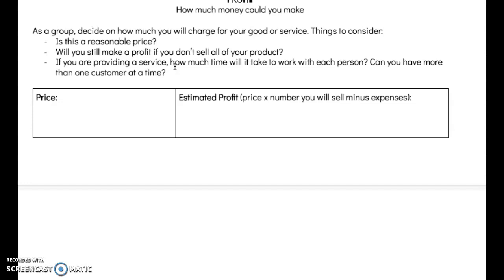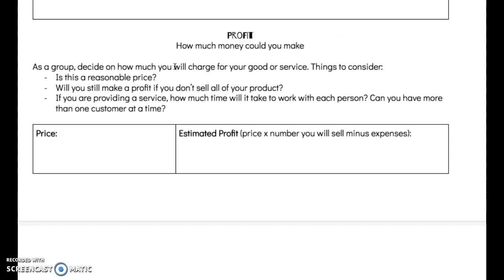And another really big thing to think about is if you're providing a service, so the face painting group especially, you need to think about how much time is it going to take for you to paint each face? Because let's say the market lasts for an hour and it takes you 30 minutes to do each face painting, then you're only going to be able to have 2 customers. So really think about, can you have more than 1 customer at a time? And how much time is it going to take you? Because that might change. You might charge more if it takes a lot of time.